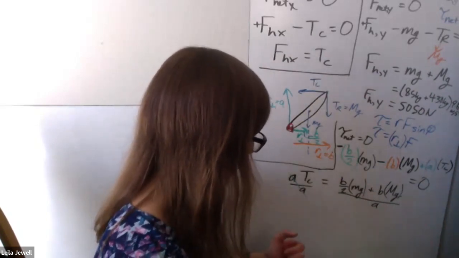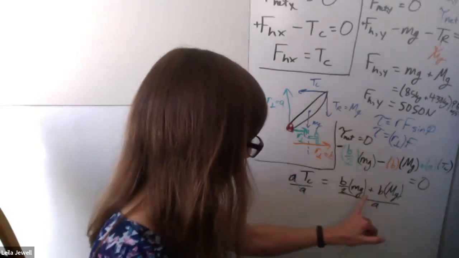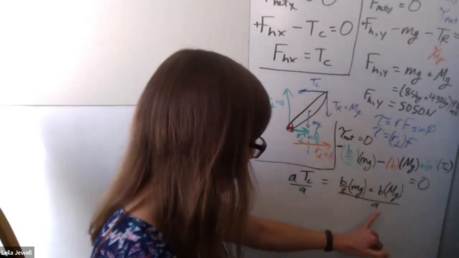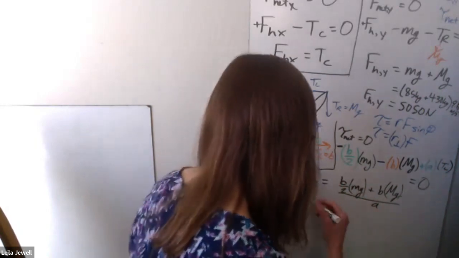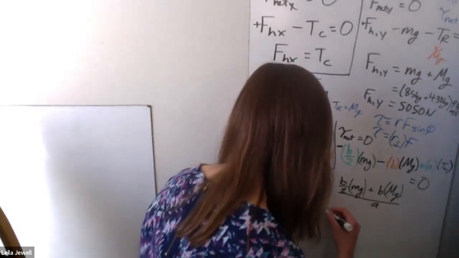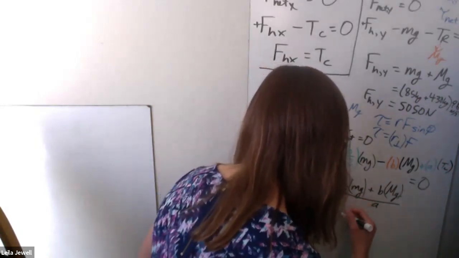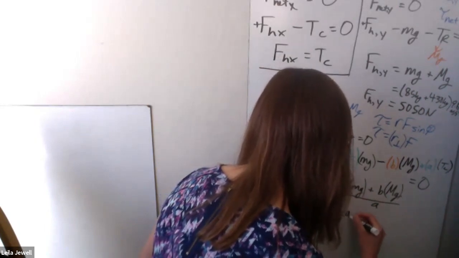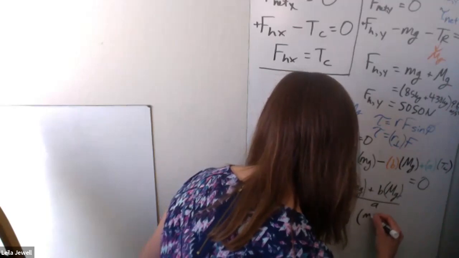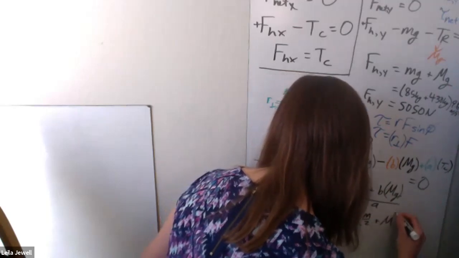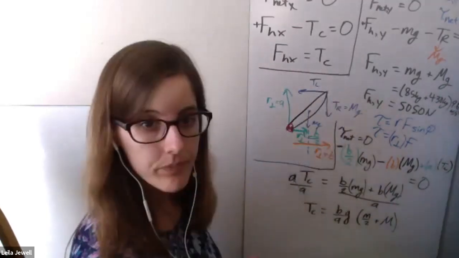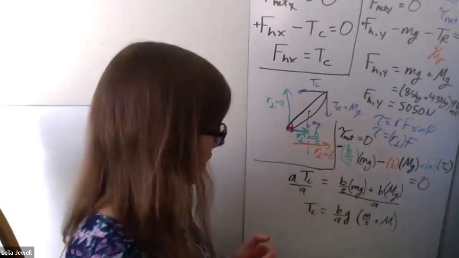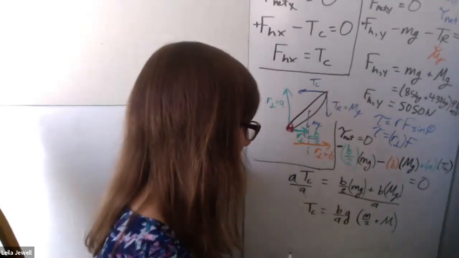I might regroup it a little bit to help myself out. I'm going to pull out the B, the G, and the A to make it a little more palatable for plugging in. So I could write this as B divided by A times G times little m over 2 plus big M. And now this is something I could actually plug into.